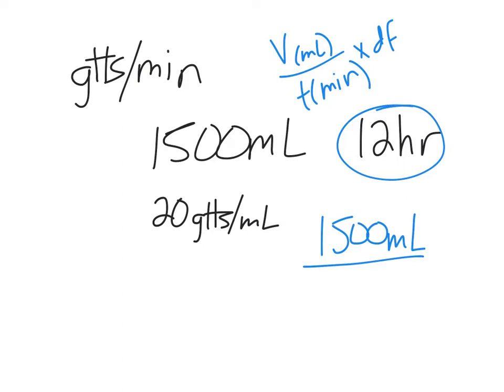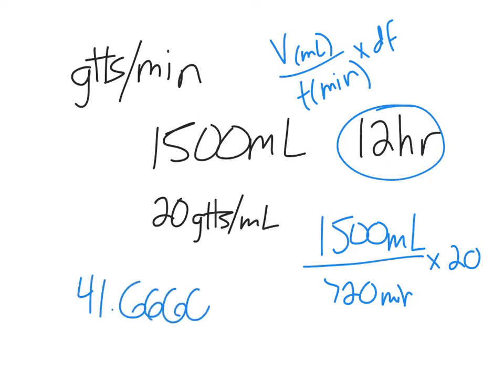So I'm going to use 720 minutes down here, and then we'll just multiply by our drop factor of 20. So what happens is we just take 1,500, divide by 720, take that answer and multiply by 20, and that's going to give you a decimal of 41.666666, repeating. So we're just going to round that off to 42.